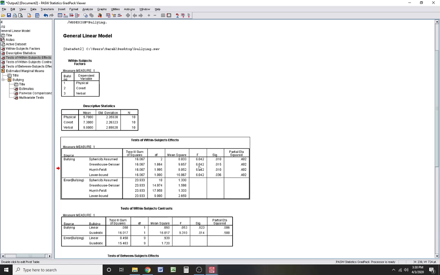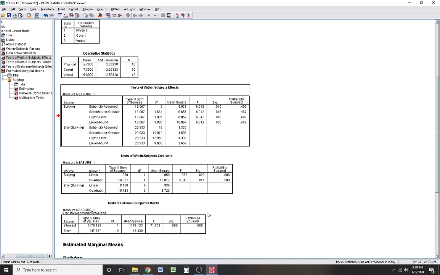Here's our F. You'll notice F is the exact same in all of these, so it doesn't really matter. It's 6.04. Here's our p. For the sphericity assumed row, our p is 0.01, and our partial eta squared is 0.40. So we are significant. That means there is a difference in the types of bullying.